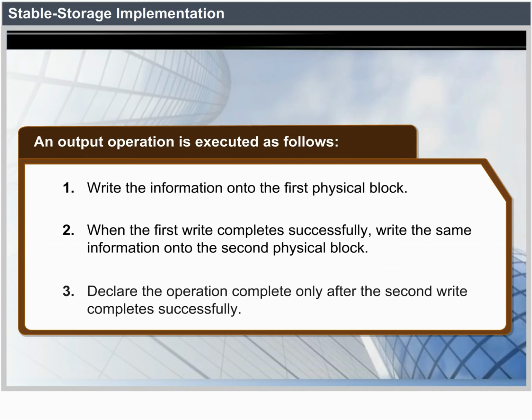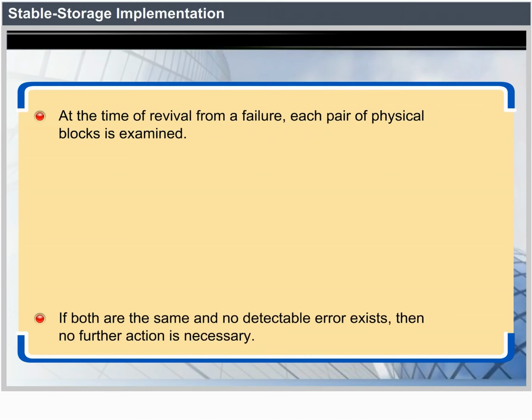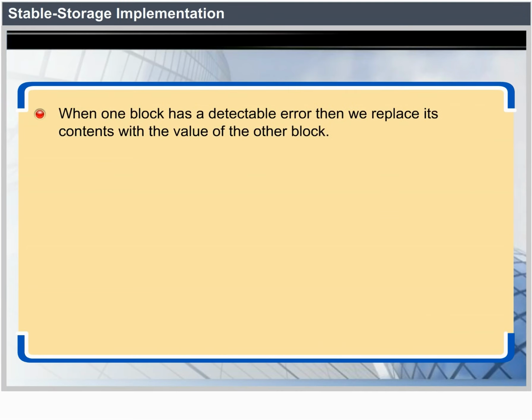During recovery from a failure, each pair of physical blocks is examined. If both are the same and no detectable errors exist, then no further action is necessary. If one block contains a detectable error, then we replace its contents with the value of the other block. If neither block contains a detectable error, but the blocks differ in content, then we replace the content of the first block with that of the second.